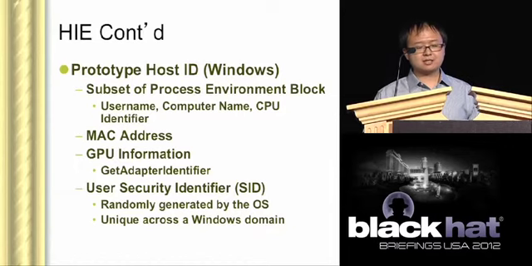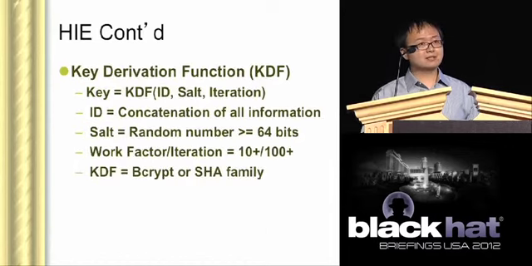And the last is the iteration number or work factor. This is used to control how fast you can derive a key. And by using this, we can really control how fast this HIE's protection can be cracked. For the KDF, we suggest using bcrypt with the work factor of at least 10, or the SHA hash family with at least 100 iterations.